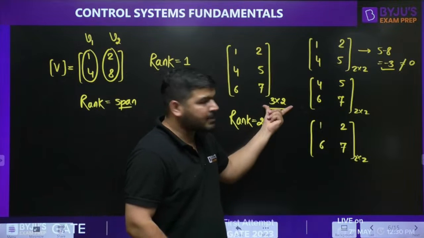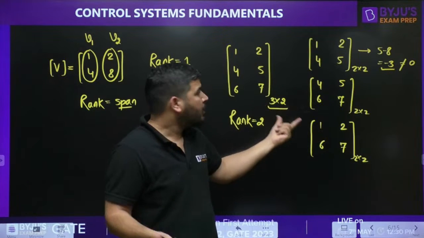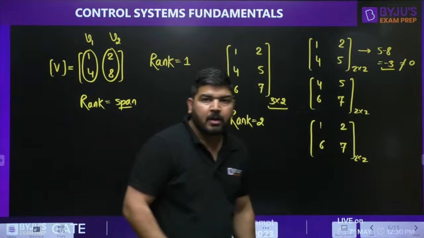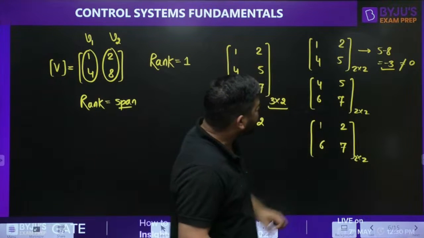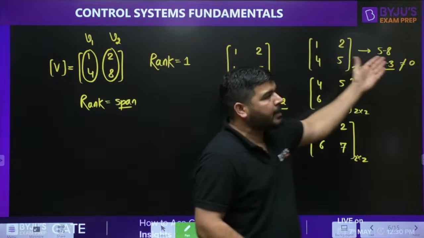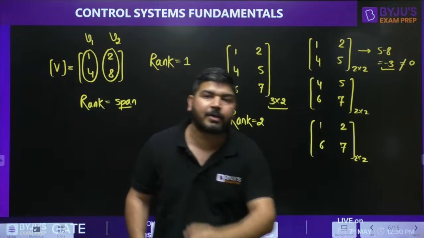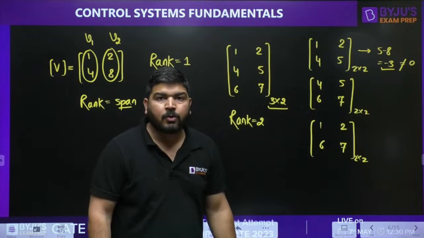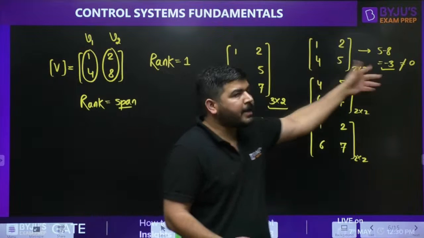That's why the maximum possible square matrix is 2 by 2. So you can make 2 by 2 matrices like this. Possible 2 by 2 matrices are like this, okay? Now if you know these 2 by 2 matrices, then you can calculate the determinant. If any one has a non-zero determinant, you can say that the rank is 2.